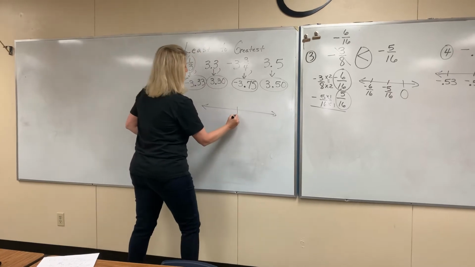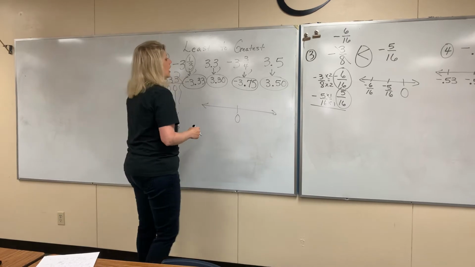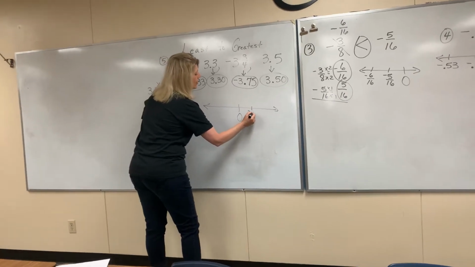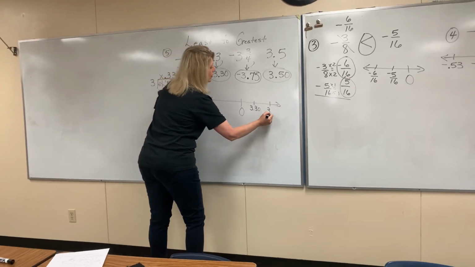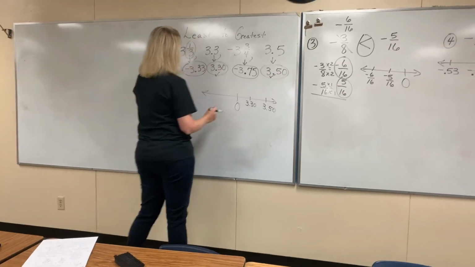All right, I'm going to put my 0. And I'm going to take care of my positives first because the positives are always easier. All right, you got $3.30 and you got $3.50. So I'm going to put $3.30 here, $3.50 here. So that takes care of that one. That takes care of that one.